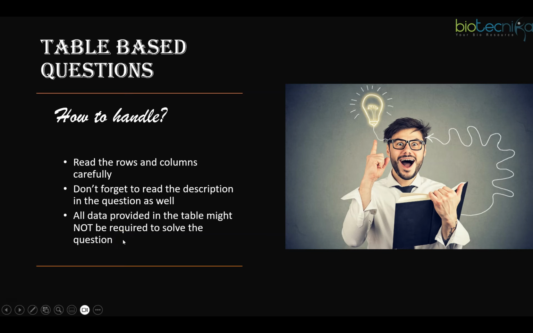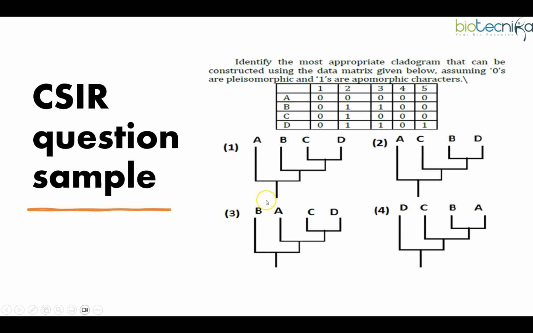So that is why try to find out what is relevant to the question that they are asking. Fine. Now this is regarding a cladogram, again an important concept from CSIR point of view. Identify the most important cladogram that can be constructed using this data matrix given below, assuming the zeros are plesiomorphic and ones are apomorphic characters.